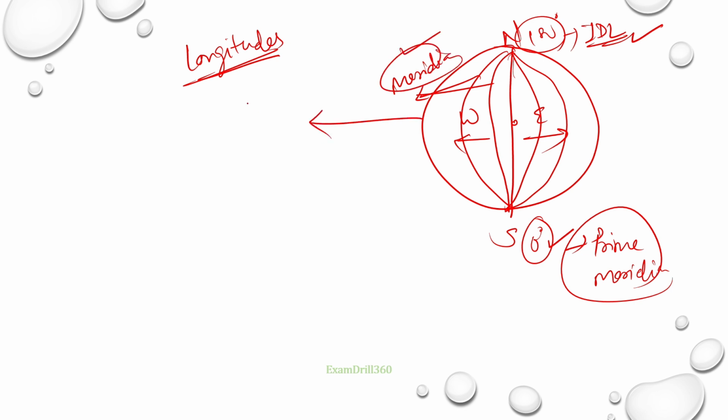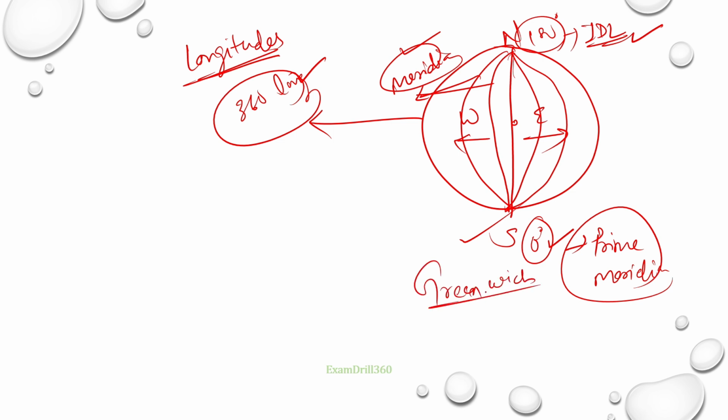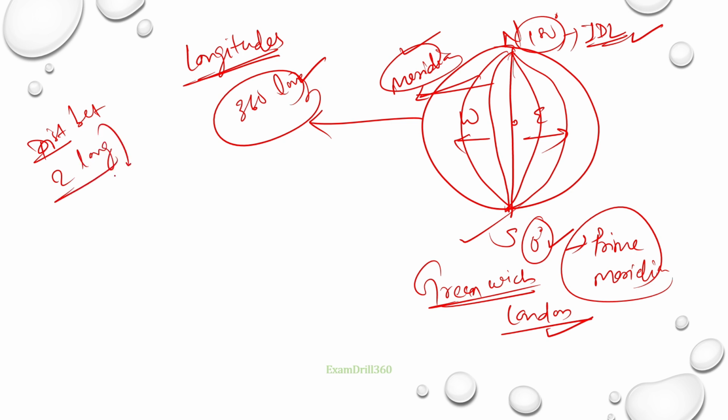How many longitudes are there? Total 360 longitudes, including the prime meridian also. And this prime meridian passes through the Greenwich Research Center in London. And the distance between two longitudes is how much? 111 kilometers. So let's see the international date line.